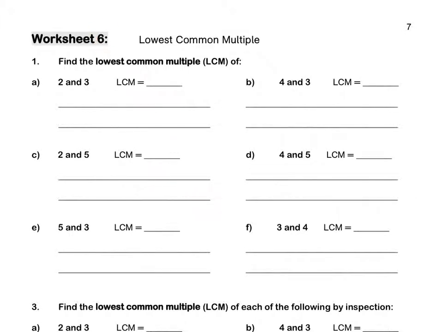Worksheet 6. Find the lowest common multiple of 2 and 3. The first couple of multiples of 2: 2, 4, 6, 8. Of 3 are 3, 6, 9. We see our lowest common multiple is 6. Pause this video to complete question 1.